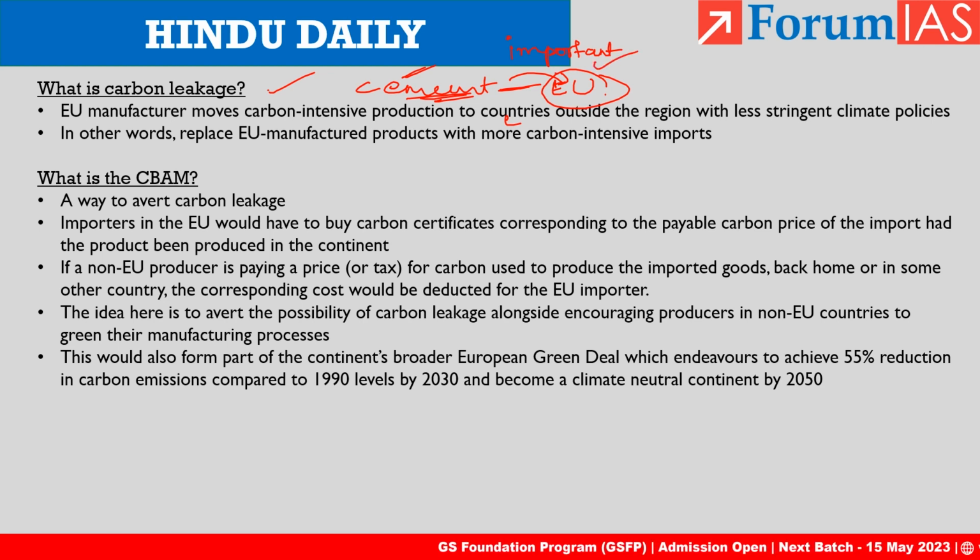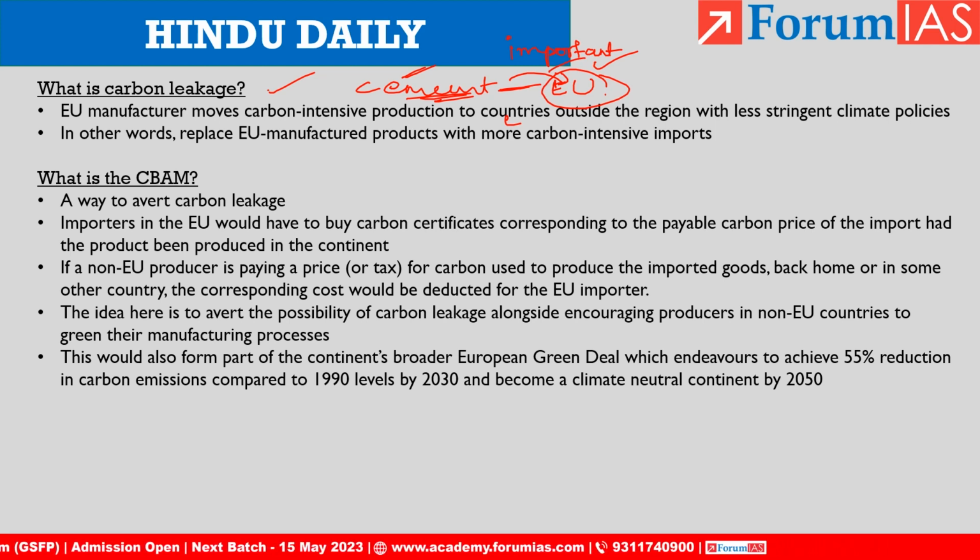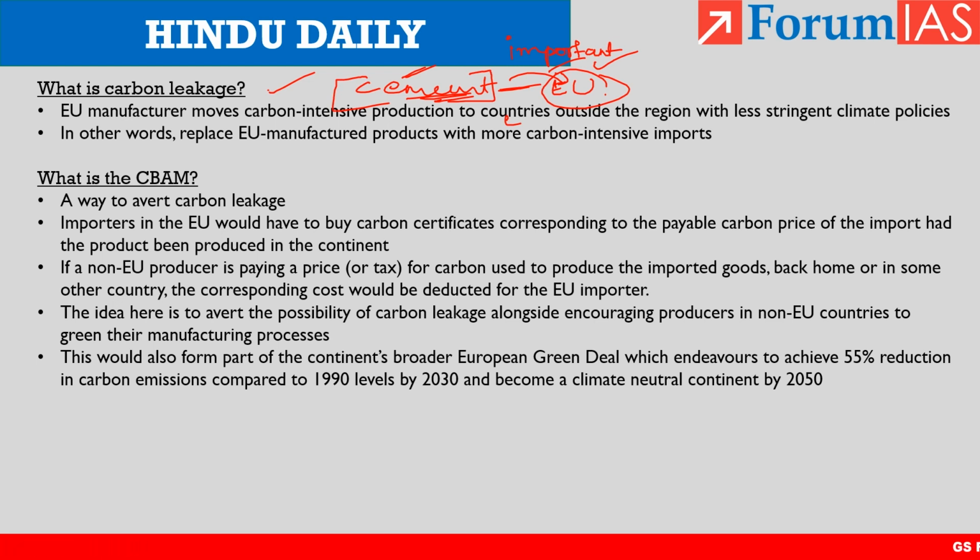So what happens if this is happening? Effectively, the EU wants to control pollution, right? But if you are importing from another country where pollution norms are not strict, effectively, if not in the EU, you are causing pollution in some other country, right? India. So whether the pollution is caused in the EU or India, the effect of it is going to be felt by the entire globe. So this is called carbon leakage. Instead of setting up and adhering to the norms of the EU, if they are importing from a country where the norms are lax, then the effective goal of reducing pollution is not satisfied. That is carbon leakage.